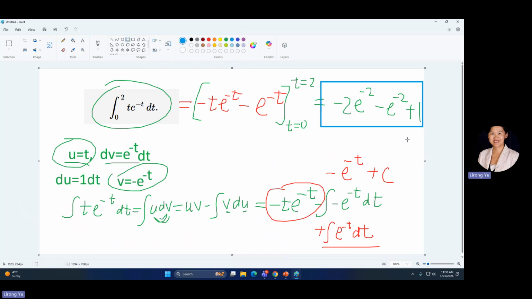I normally prefer changing it back to the original variable. Because I prefer not to change the value for u. If you are using u-substitution, I will write it back to the original variable. If I have u equals something, instead of finding the value for u, I would never use u, I will still use t.